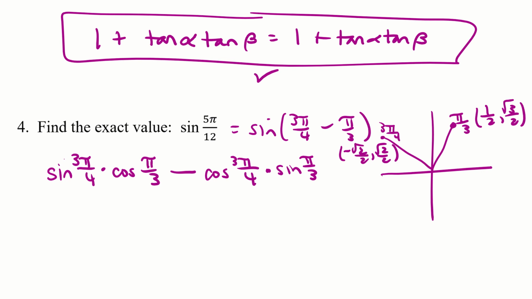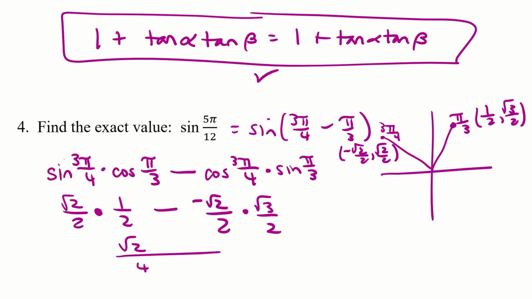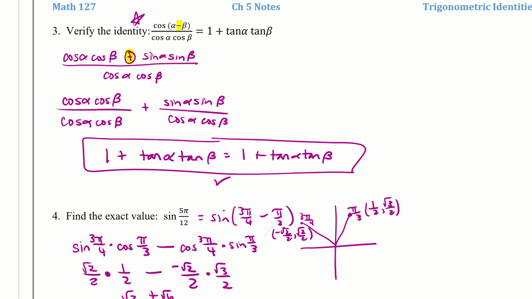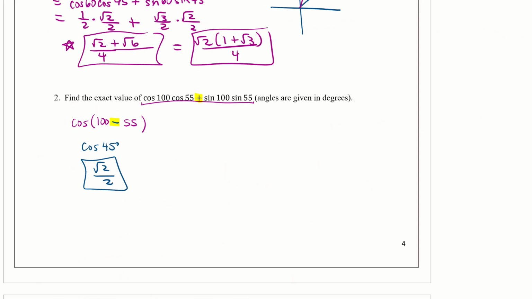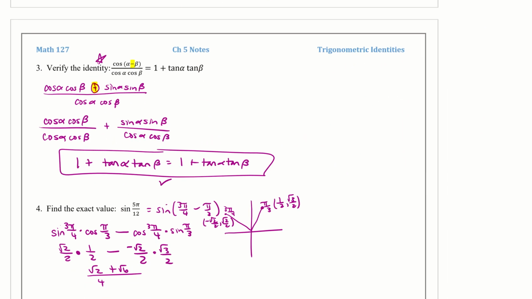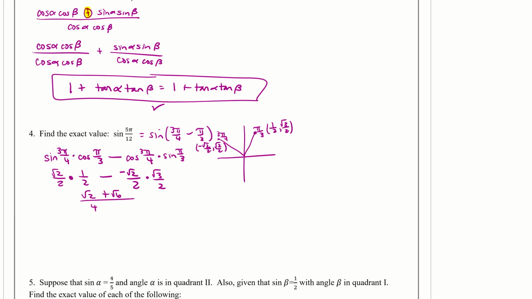All right, so the sine of 3 pi over 4 is root 2 over 2. The cosine of pi over 3 is 1/2. Cosine of 3 pi over 4 is negative root 2 over 2. So watch your double negative there. And then the sine of pi over 3 is root 3 over 2. So I end up with root 2 over 4 plus root 6 over 4, which I think was similar to an answer we got earlier. Really, yeah, is that the same one? Yep, same answer. So interesting on that one.